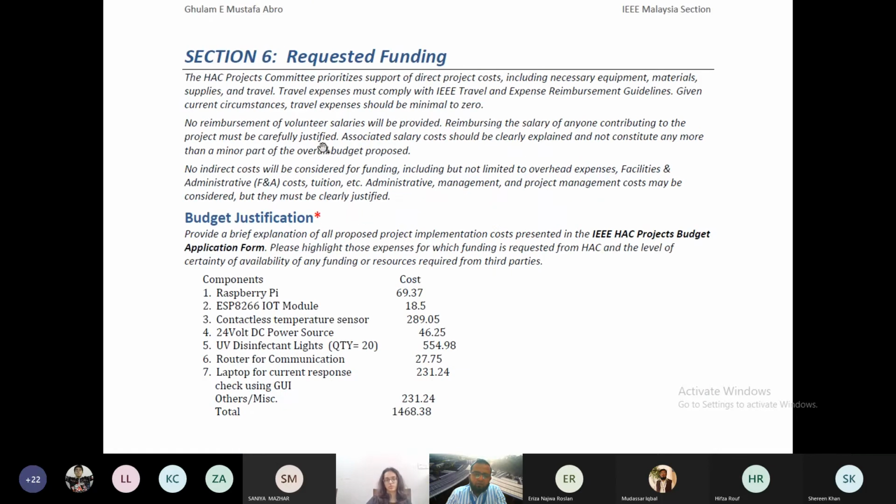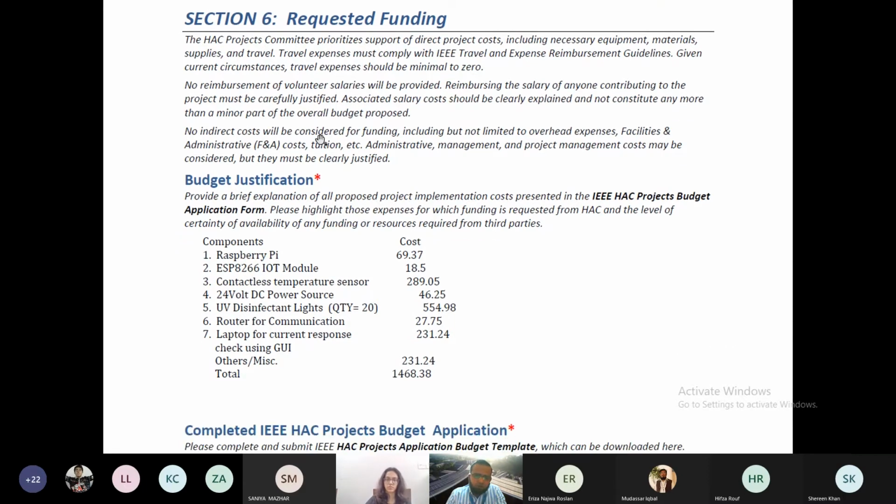So the requested funding, okay, over here there is a note that from this grant you are not eligible to travel, and you're not eligible to provide any salary or something like that. So just go through this. After that, the budget justification: you are asking for 1500 US dollars, right? So how will you break down this 1500 US dollars? I just mentioned this justification over there.